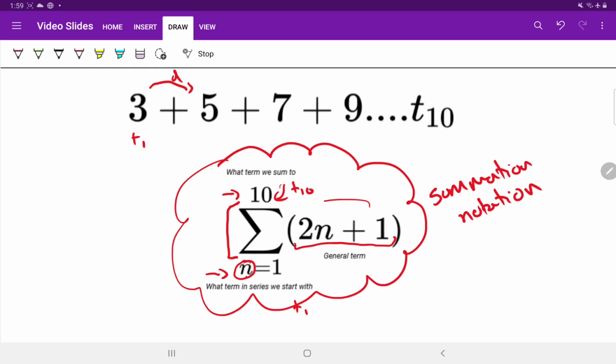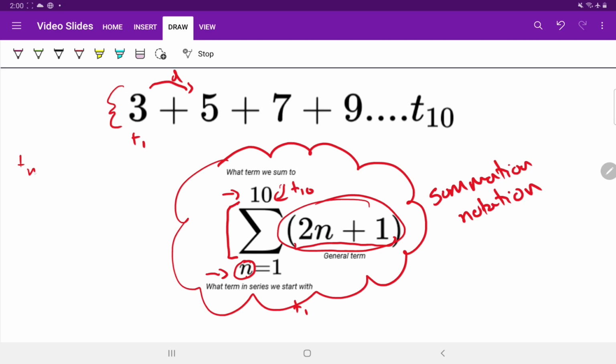Then right beside the summation notation is going to be some equation or expression. It's better to call it an expression because it's not an equal sign. It's some expression that models the series that we're talking about. So that 2n plus 1, you might ask yourself, where did that come from? Well, all that came from was taking this and finding the general term for it.